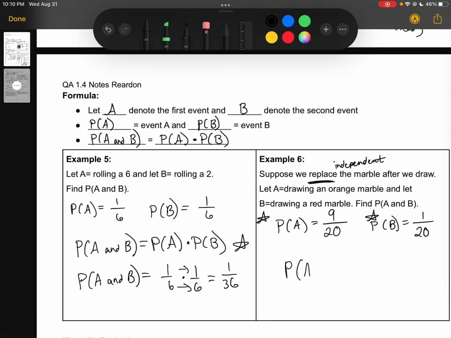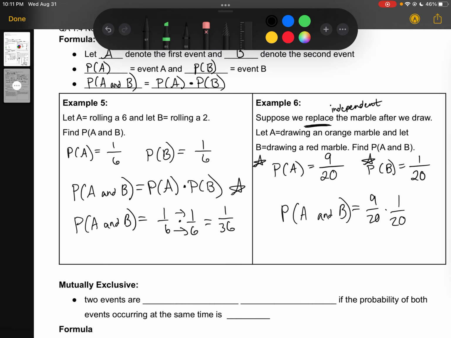So now finding this probability, we'll do probability of A and B. So 9 over 20, and then multiply it by 1 over 20. On top, 9 times 1 is 9. On the bottom, 20 times 20 is 400. You can convert it to a decimal. You can leave it as that fraction. Any way, shape, or form is totally fine, whatever you are comfortable with. But that is our overall probability here.